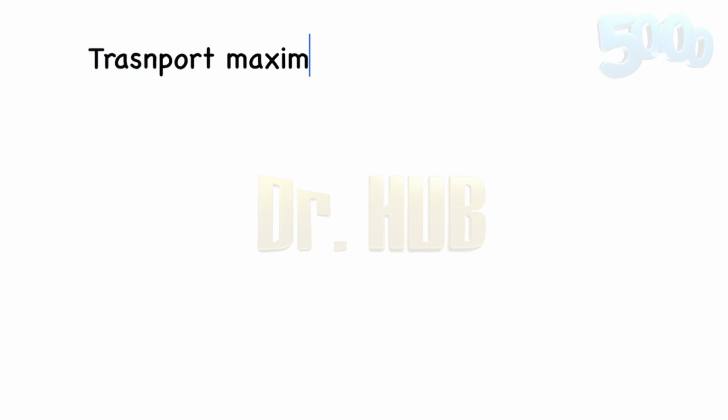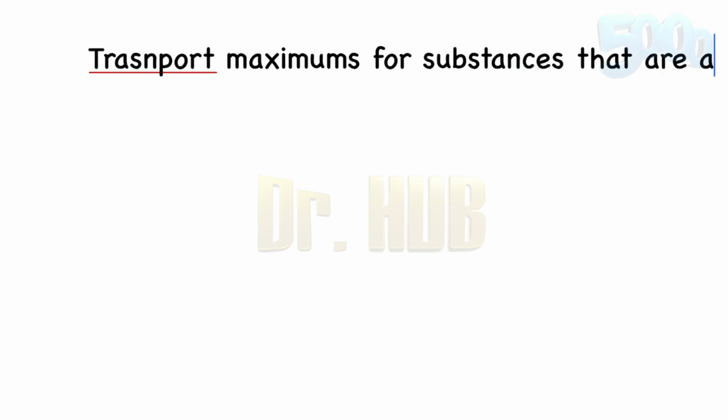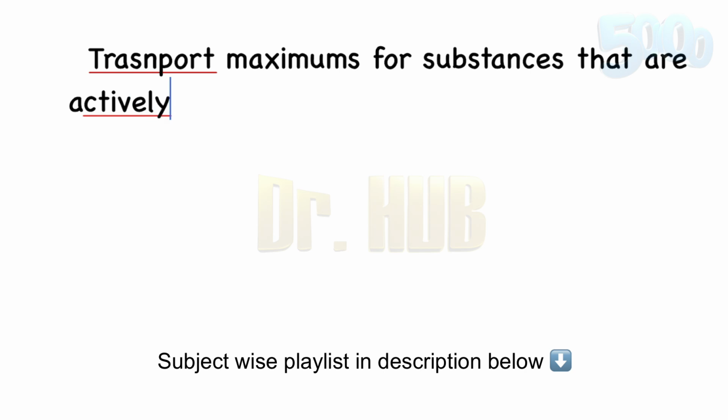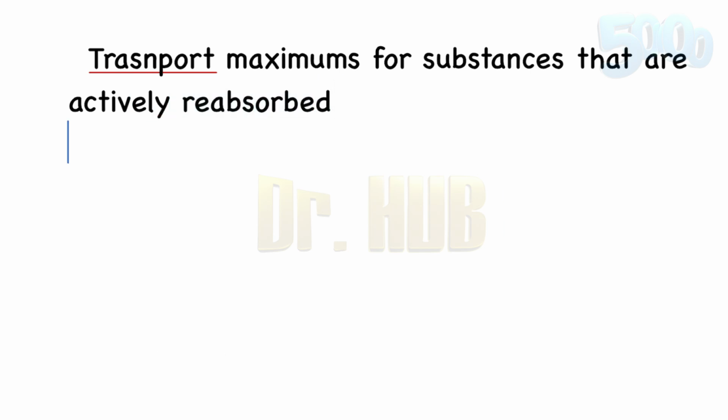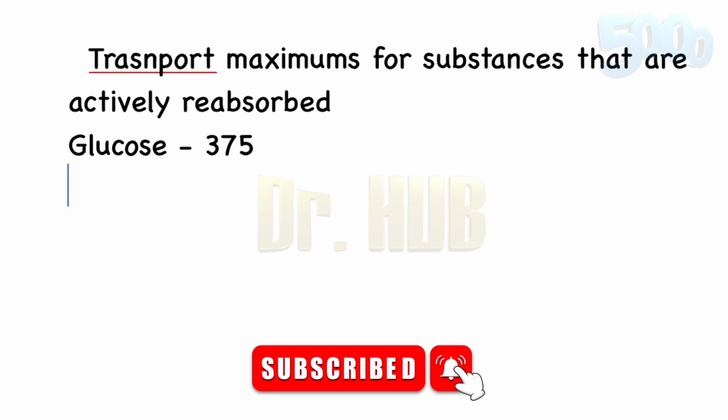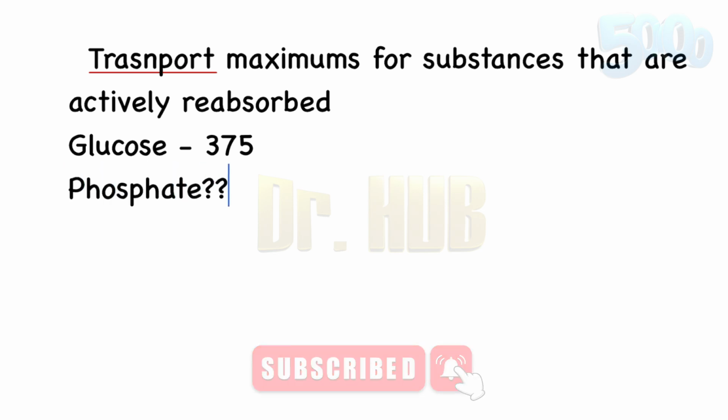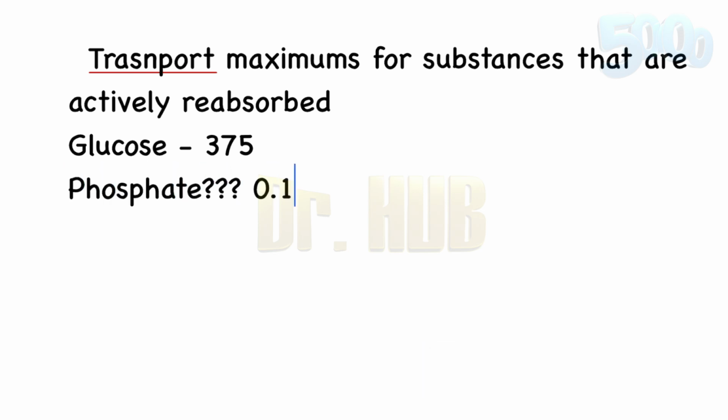Transport maximums, and this is for substances that are actively reabsorbed. So what are included? First is the glucose. Under the glucose, the transport maximum will be about 375. So what is the unit here? It is mg per minute. Then we move on to phosphate. So phosphate is 0.1 mmol per minute.